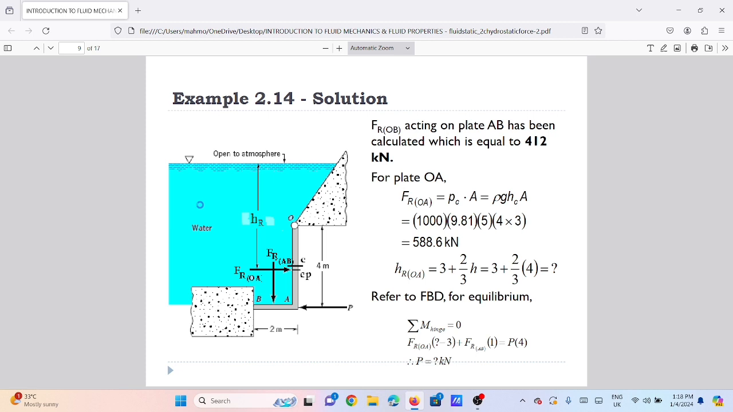Refer to the free body diagram for equilibrium. Hence the sum of moments M is equal to 0. So FR of OA times its moment arm, minus 3 plus FR times 1, is equal to P times 4. So P gives us the answer.